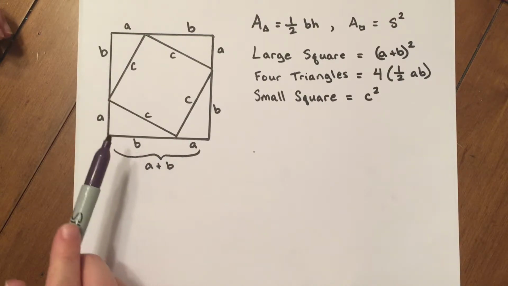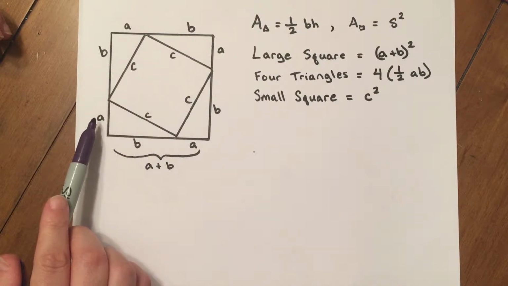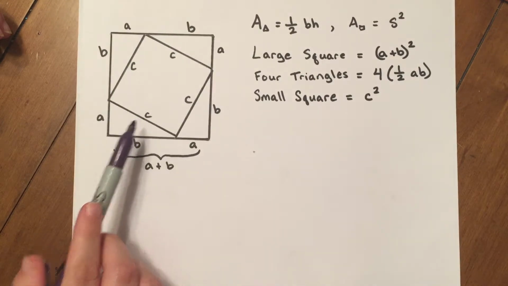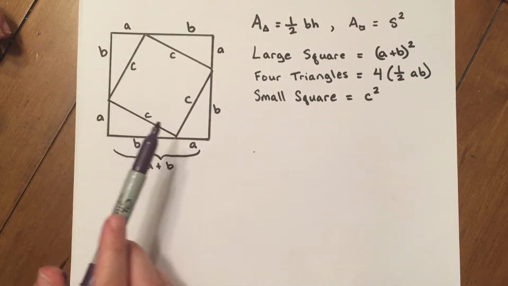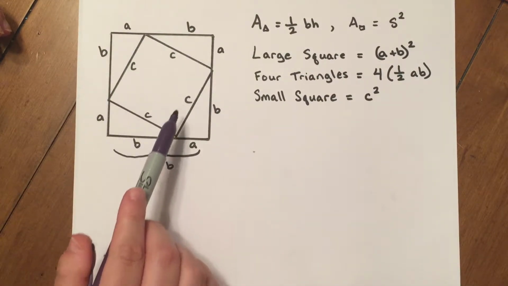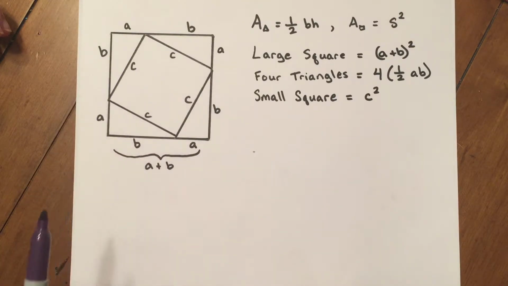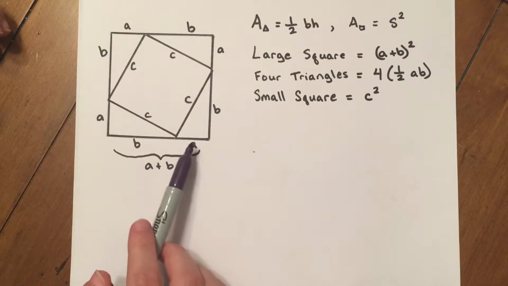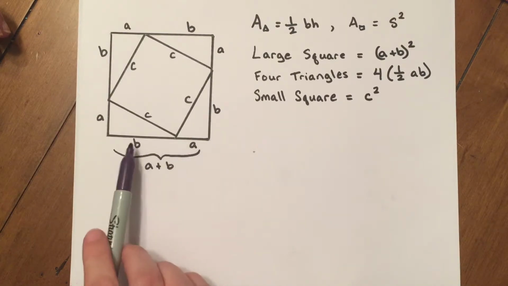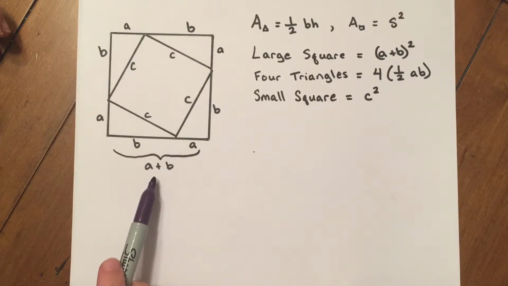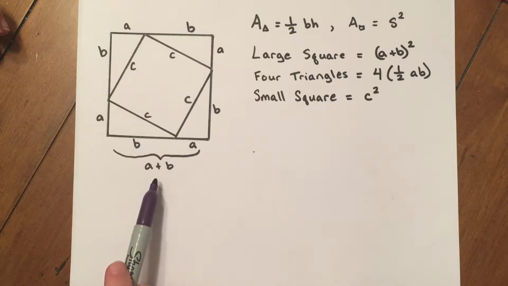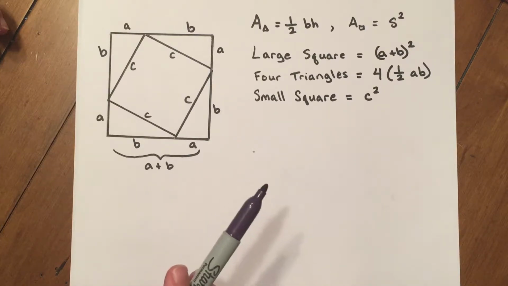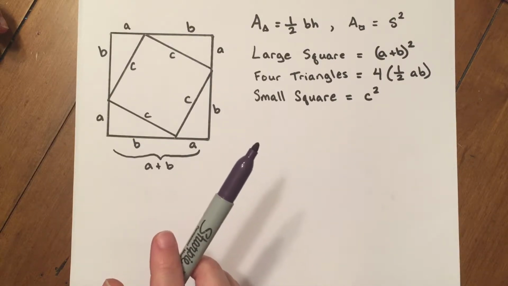And I've gone ahead and labeled our sides of the triangles as A, B, and C. We'll also notice that the smaller square ends up having C as the length of one side, and the larger square ends up having two segments for each side, an A and a B. So if we add them up, we get A plus B as the length of one side of the larger square.